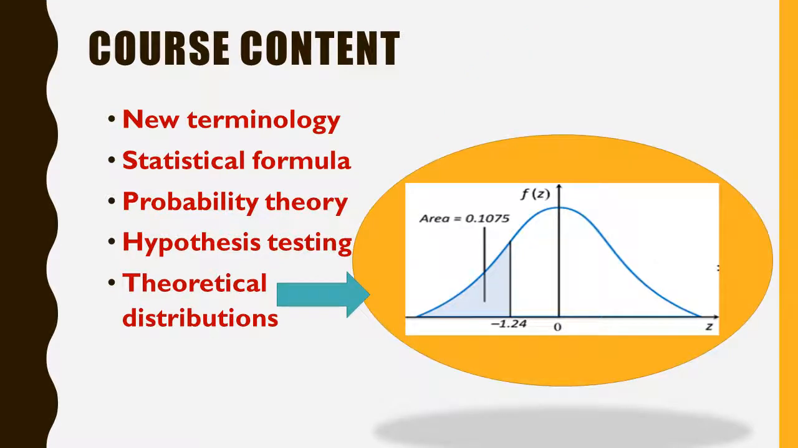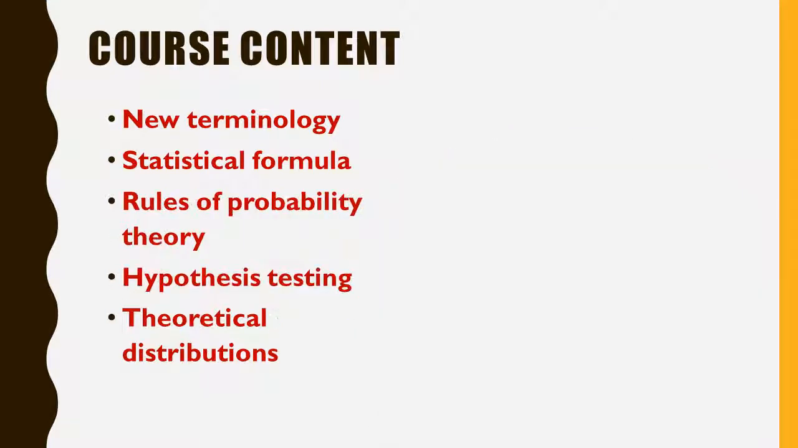Lastly, we're going to be using a lot of different theoretical distributions. Here's a basic example of a z-distribution that we'll be working with, but we'll also be using t-distributions, chi-square, so we've got a lot of theoretical distributions to work with and get familiar with. Each has their own parameters and their own rules.